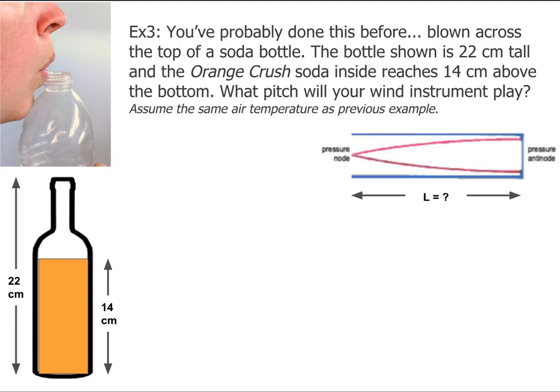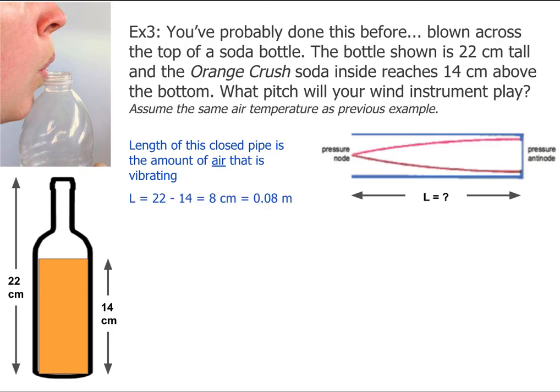So again, it's a good idea to imagine the shape of the wave that is fitting within this pipe. It would be turned a quarter turn here, but the idea is that there would be a pressure node at the top and a pressure antinode at the bottom. And so 1/4 of a wave would fit inside. We need to know the length of this air. To do that, instead of just using 22 or 14, we would have to subtract those two values and see that the air column up here is 8 centimeters long. That is going to be the length of our closed pipe for this example.